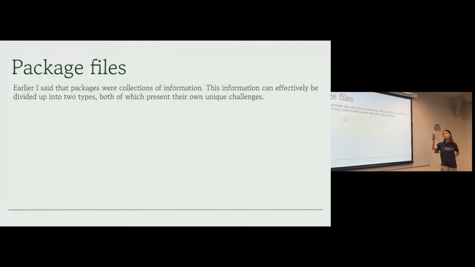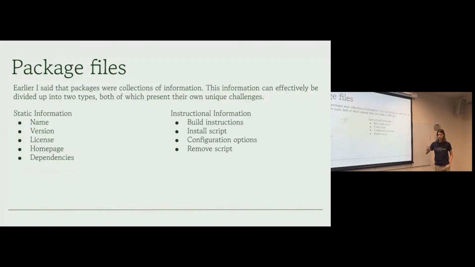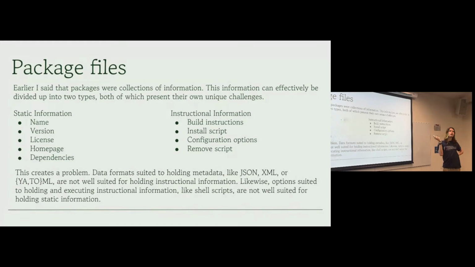Package files. Earlier, I said the packages were collections of information. This information can effectively be divided up into two types, both of which present their own unique challenges. Static information: name, version, license, homepage, dependencies. Instructional information: build instructions, install script, configuration options, remove script. This creates a problem. Data formats well suited to holding static information, like JSON or XML or YAML or TOML, are not well suited for holding instructional information. You don't often hear about an install.json file for good reason.